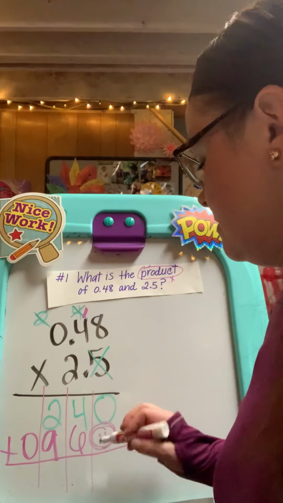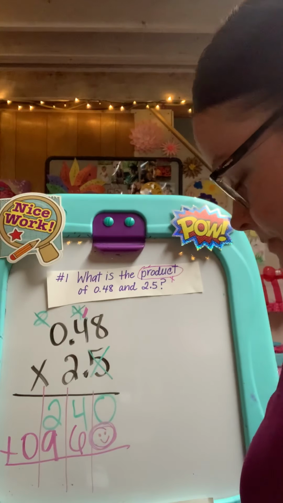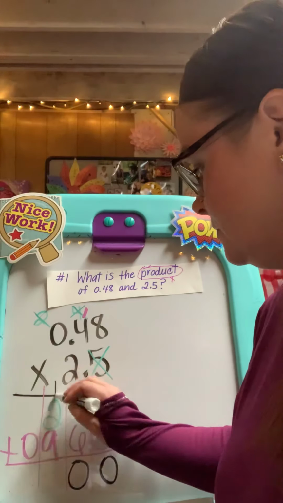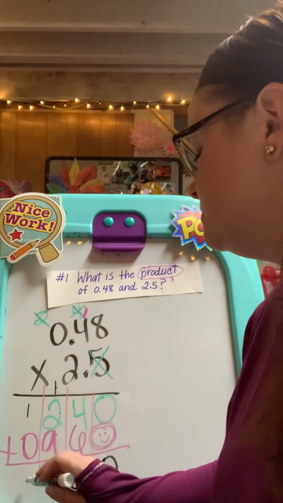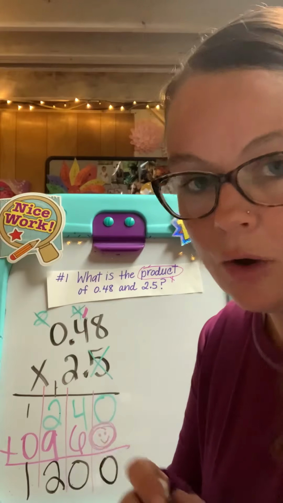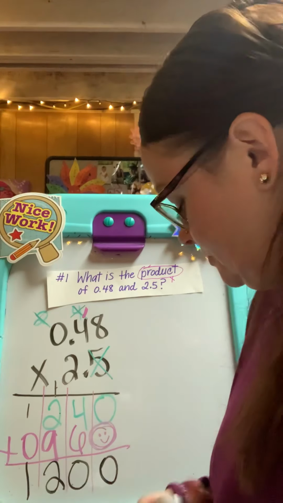0 plus 0 is going to give me 0. 4 plus 6 is 10. 1 plus 2 is 3, plus 9 is 12. Okay, now at the end we have to figure out where to put our decimal point. Make sure you're really paying attention.